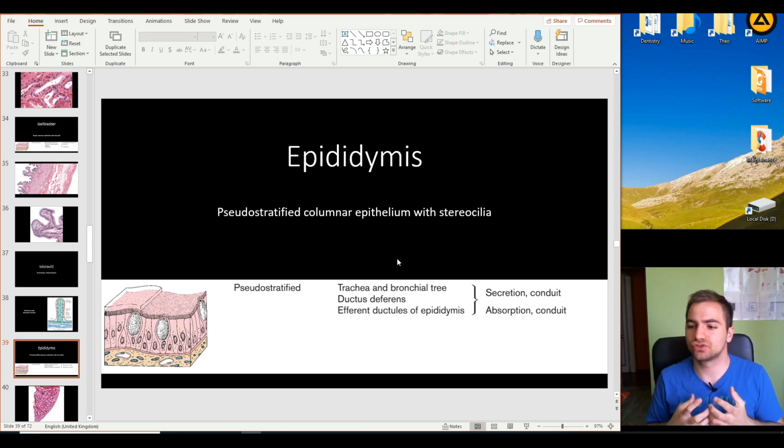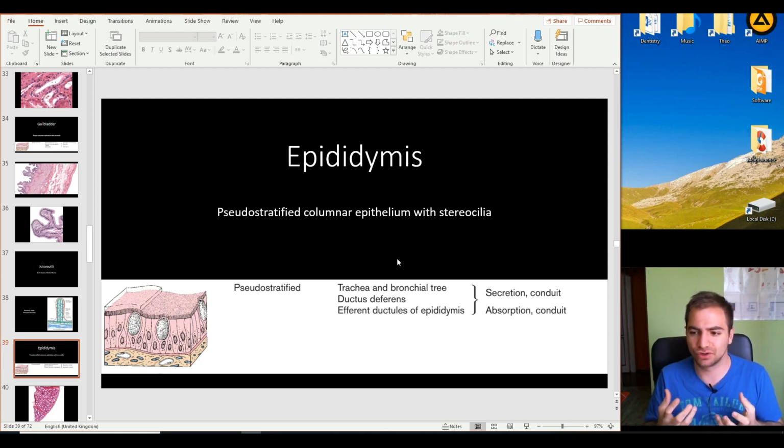The term pseudo generally indicates that something is fake, it's not true. So here we're going to find the first pseudostratified structure, which means that it looks like there are many layers, but actually there are not many layers of cells. There's only one layer of cells.